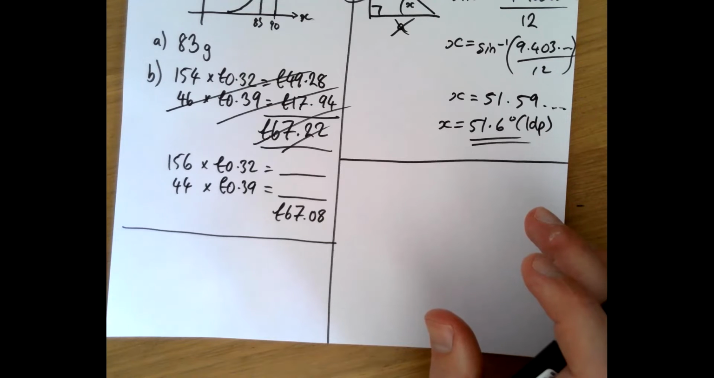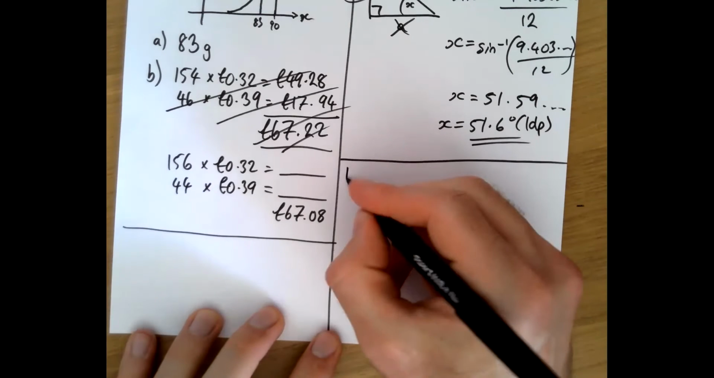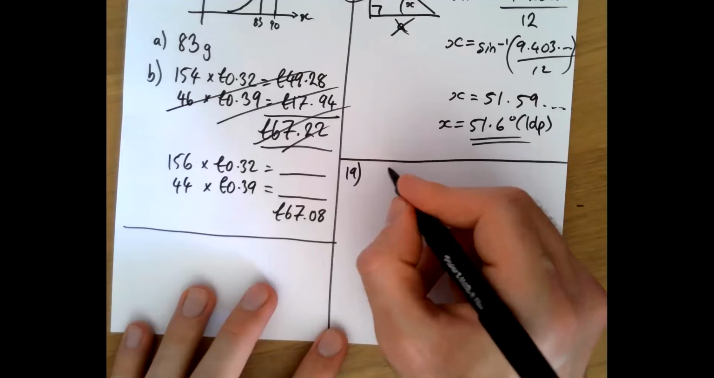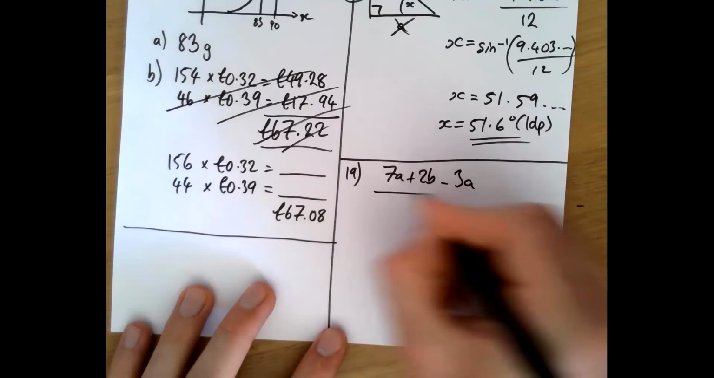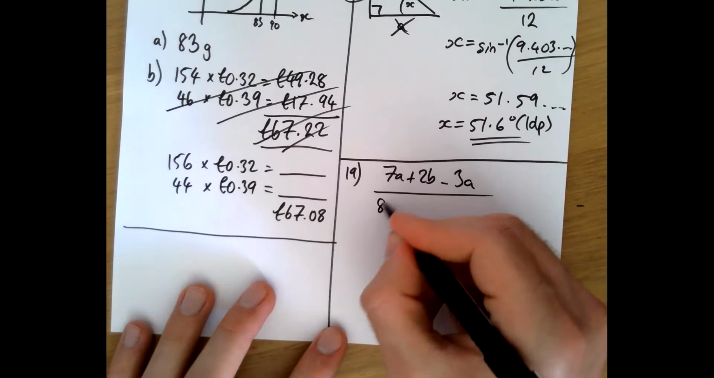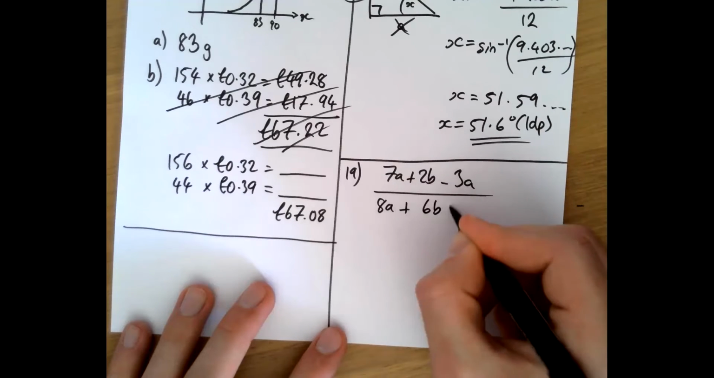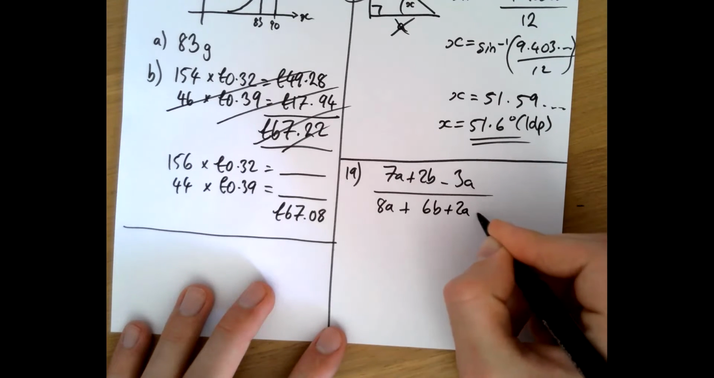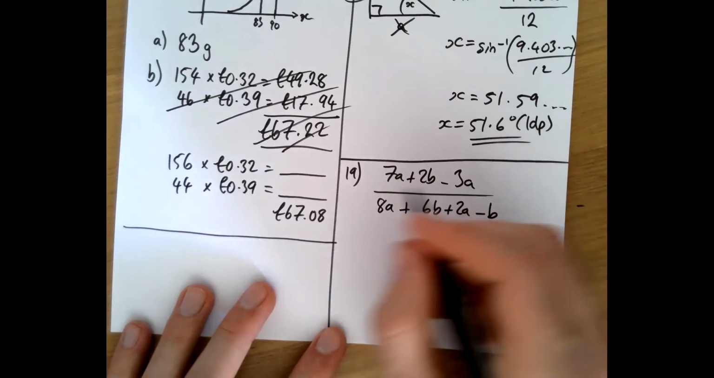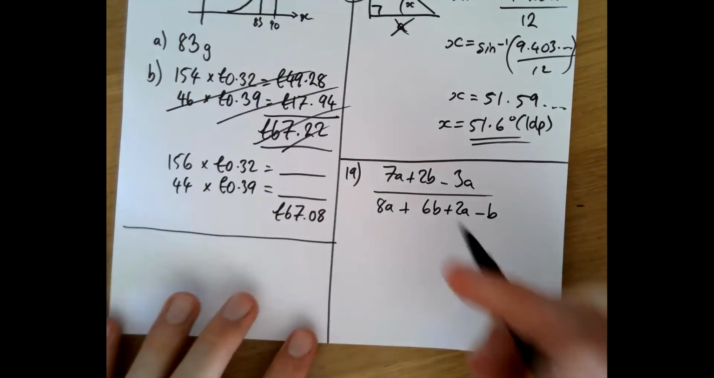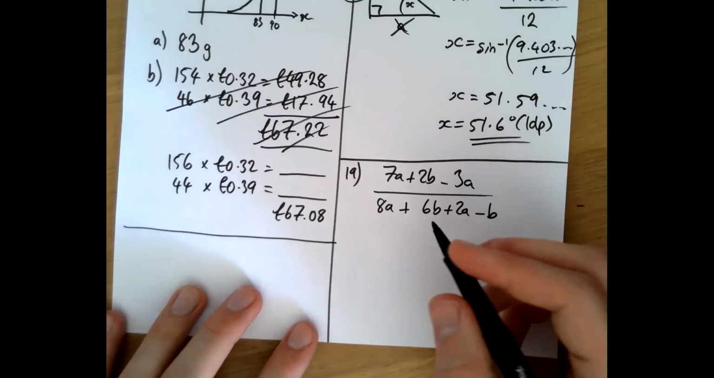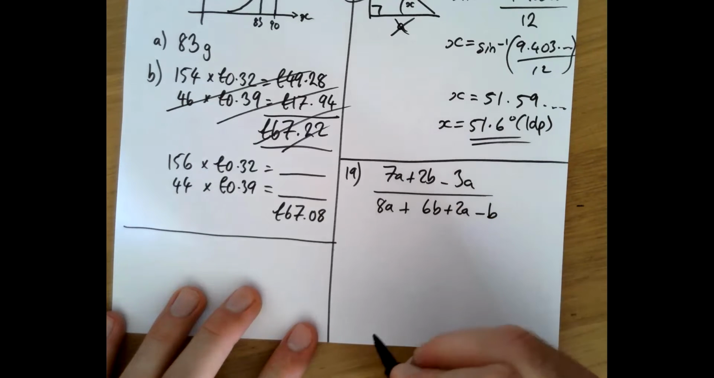Number 19. Let's write this out. 7a plus 2b minus 3a, all over 8a plus 6b plus 2a minus b. People are going to look at this question and go, I have no clue what I'm doing. Well, have a go. What could you do? There are year 7s that could do some of this stuff. What can we do? You've got to back yourself.